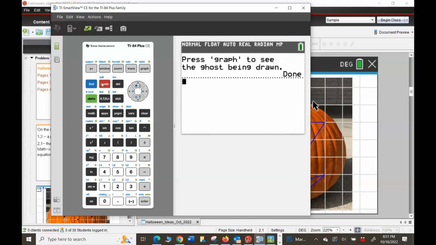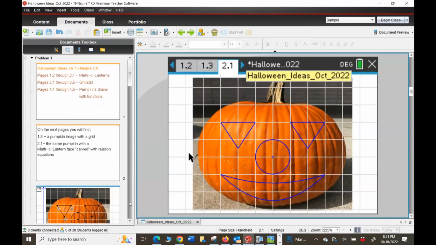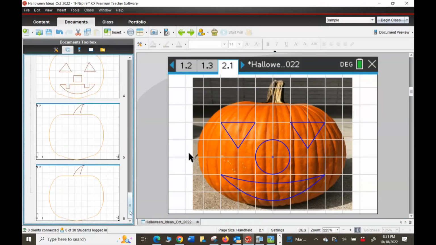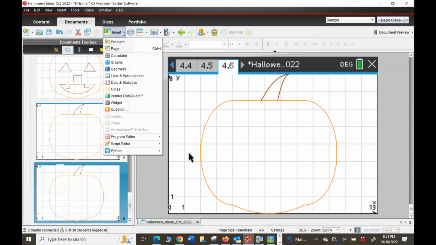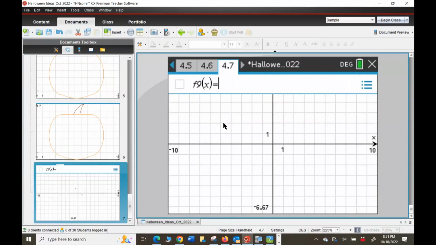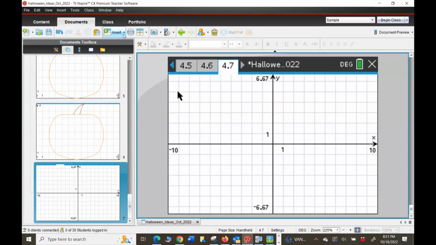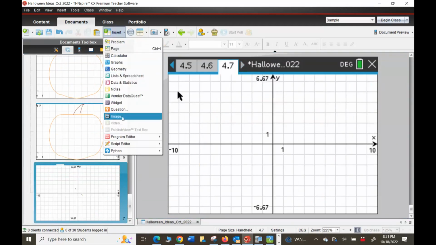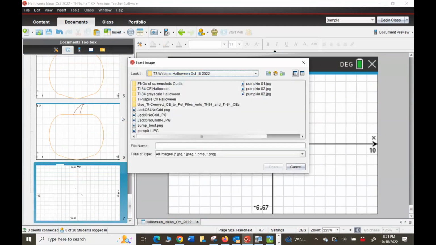So the question has now become, how do I get those pictures there? Okay, and those are good questions. So let me start first of all with Inspire. Let me go ahead and insert a graphs page there. And under insert, I can say insert an image. And then I have to go find a place where I have an image.